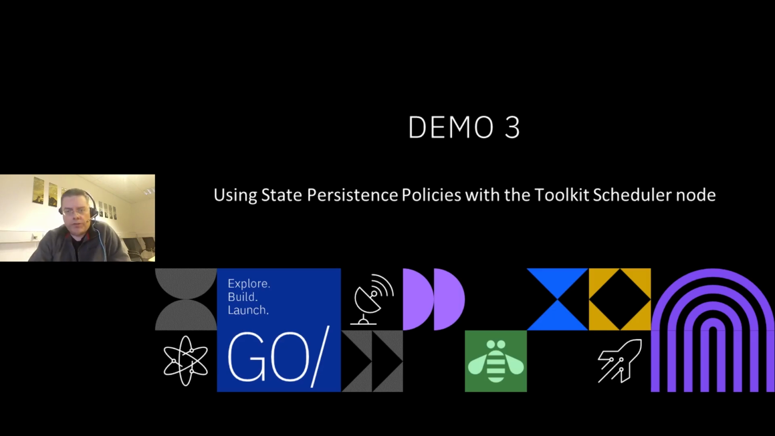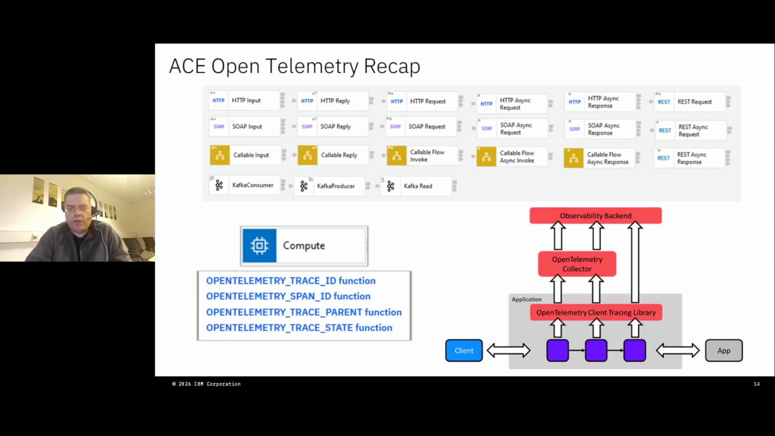Okay, that was all about state persistence policies. There's no let up today. We're going to keep going. So the next topic is all about ACE Open Telemetry.